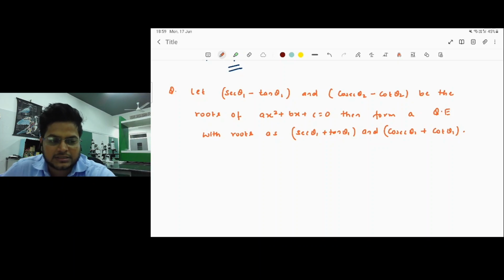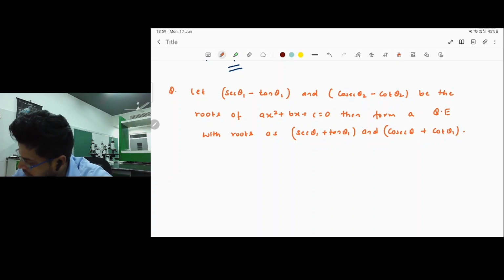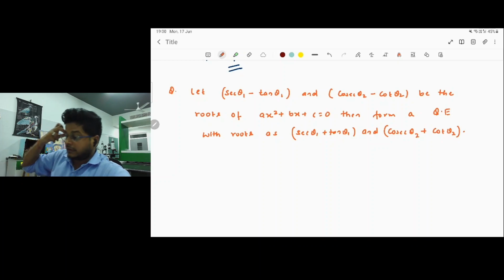So what they are asking is that you form a quadratic equation whose roots are going to be sec theta 1 plus tan theta 1 and cosec theta 1 plus, sorry, cosec theta 2, not 1, plus cot theta 2. They are asking for this quadratic.